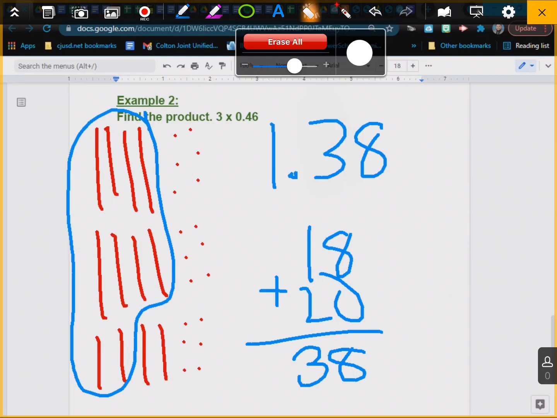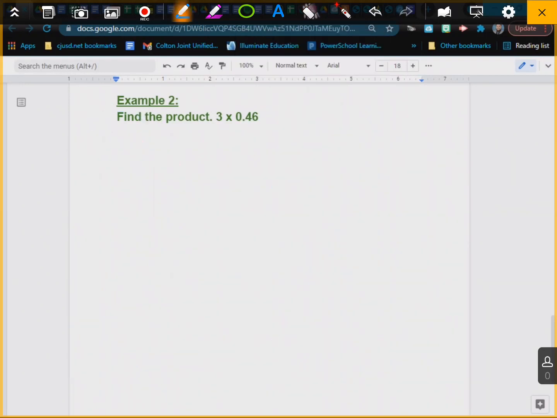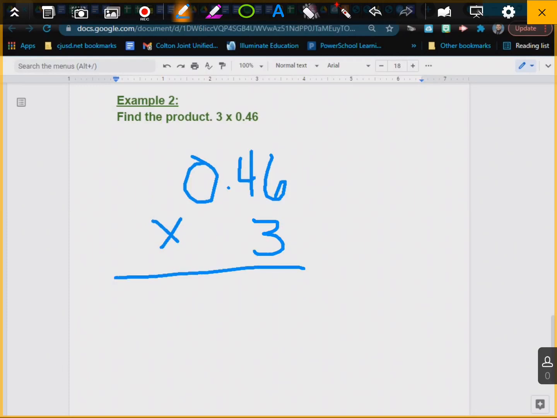Now, if I was just going to multiply, which in my opinion is the simplest way, I have 0.46 and I have 3. Now, you don't have to put a decimal. It doesn't have to be 3.0. You don't have to line up decimals. It's different than adding and subtracting. You don't have to do that. I'm just multiplying as normal. Just pretend that's a 46, right? Just make sure you have that decimal there.